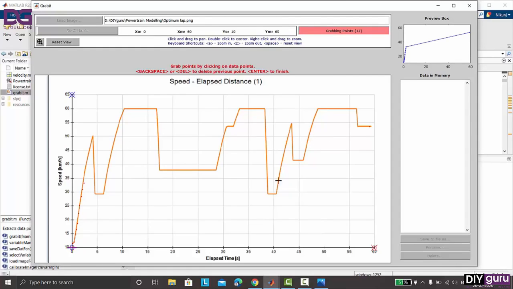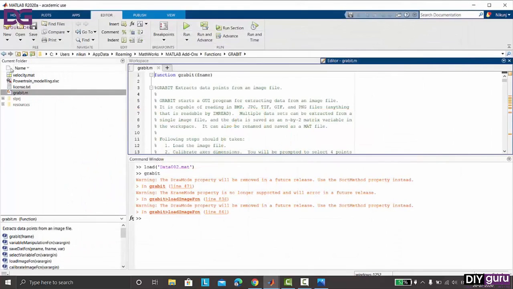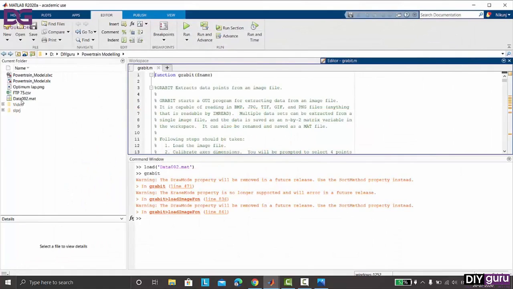After you complete the whole profile, just click on grab points again, and here we can see the data which we have obtained. We can save it as a mat file and also rename the file. I have already obtained the data points and stored them as the data 002 mat file.